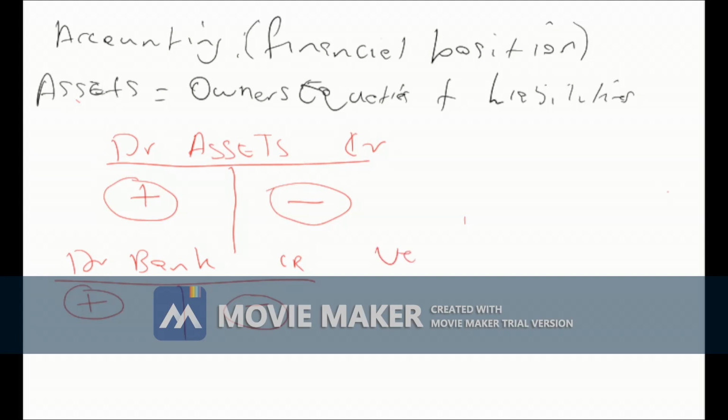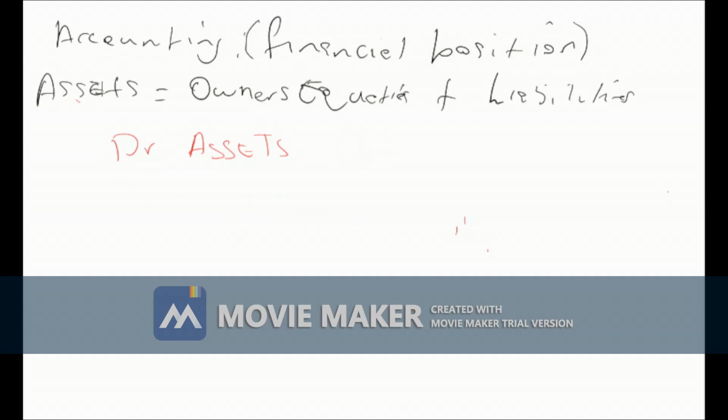Even a vehicle is a type of asset, as we mentioned earlier. It will increase on the debit side and decrease on the credit side. All types of assets increase on a debit side and decrease on a credit side. So this is very, very important for you to know. Okay, let's move on now by looking at the owner's equity.